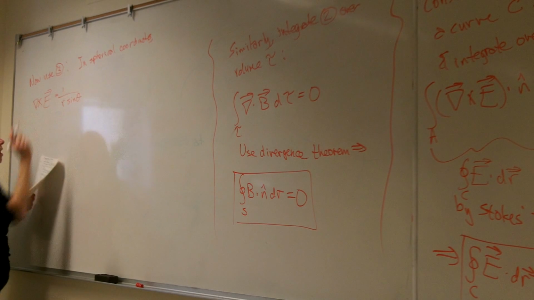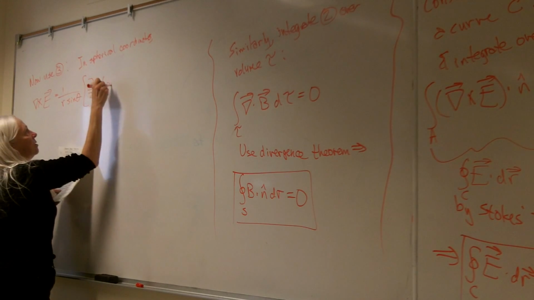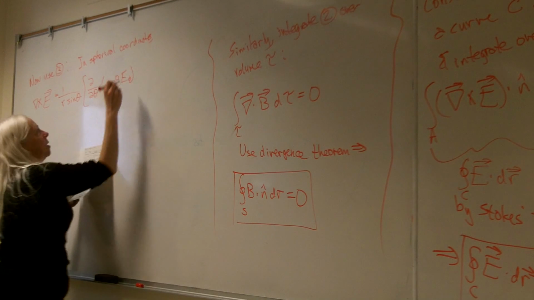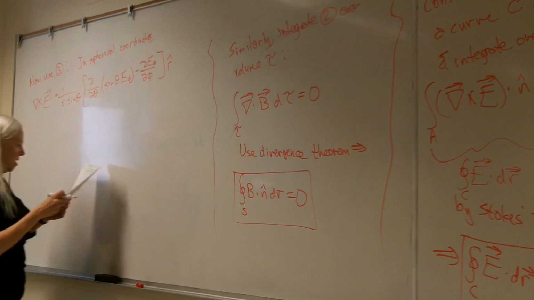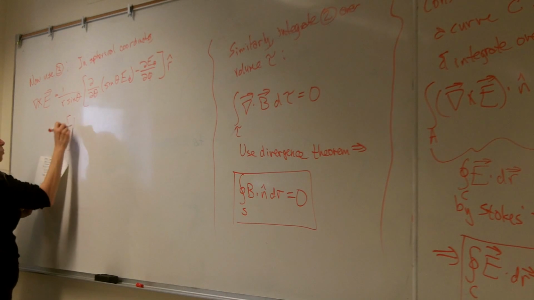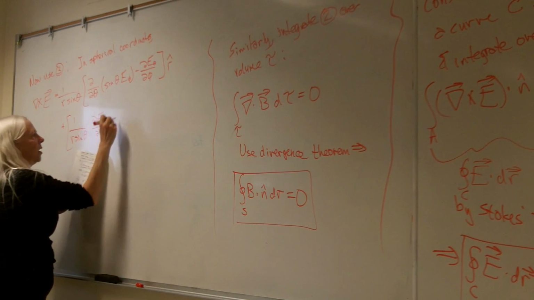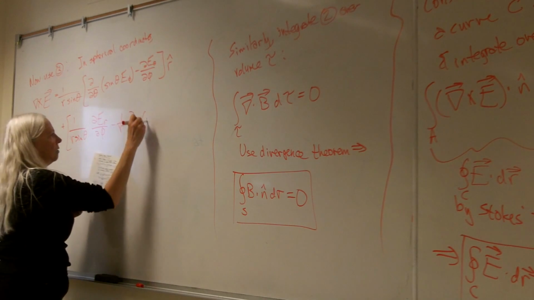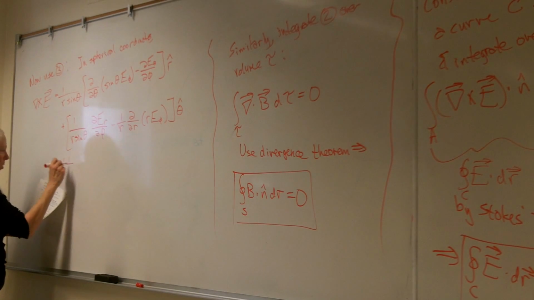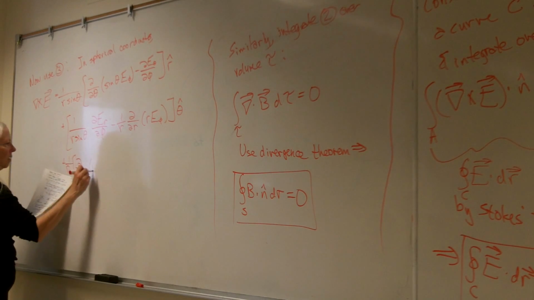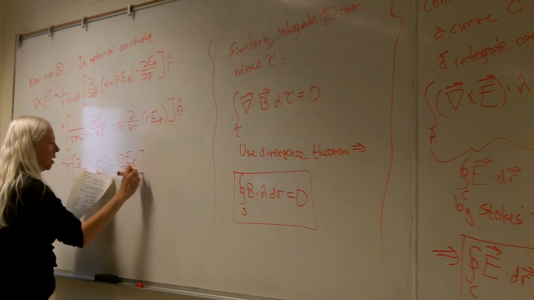remember we figured this out in chapter 10, it was 1 over r sine theta times the derivative with respect to theta of sine theta times e sub phi minus the derivative with respect to phi of e sub theta, all of that times r hat, plus 1 over r sine theta derivative of e sub r with respect to phi minus 1 over r times the derivative with respect to r of r times e sub phi, all of this times theta hat, plus 1 over r times the derivative with respect to r of r times e sub theta minus the derivative of e sub r with respect to theta, all times phi hat.